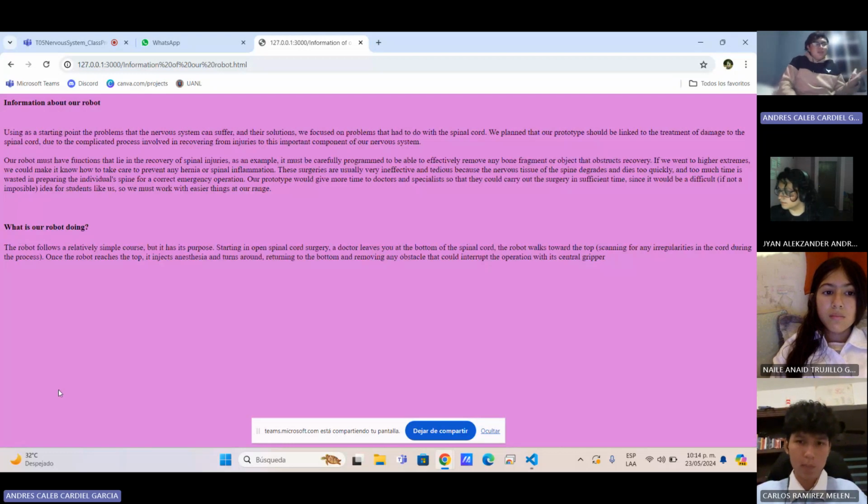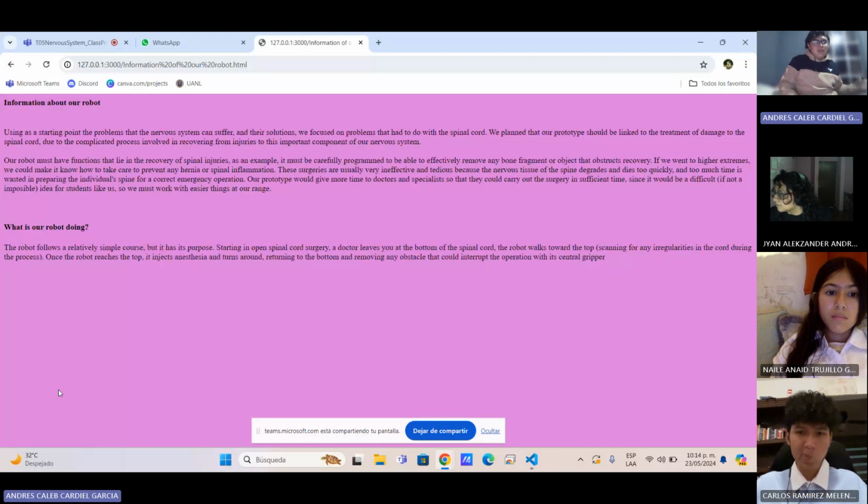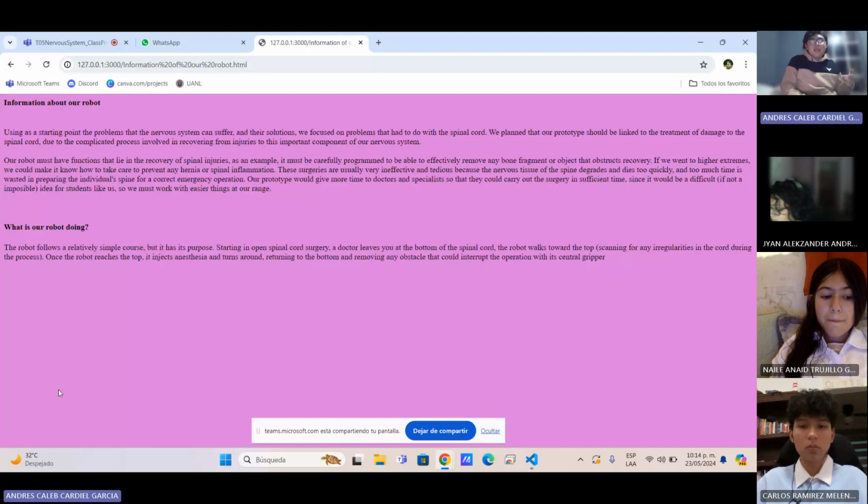And what is the robot doing? The robot follows a relatively simple course with its purpose. It starts in an open cord surgery. A doctor leaves the robot at the bottom of the spinal cord. The robot walks towards the top, scanning for any irregularity or object that obstructs. And once the robot reaches the top, it injects anesthesia or any medicine and turns around, returning to the bottom and removing any obstacle that could interrupt the operation, with a central report.